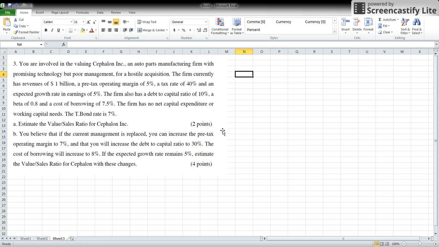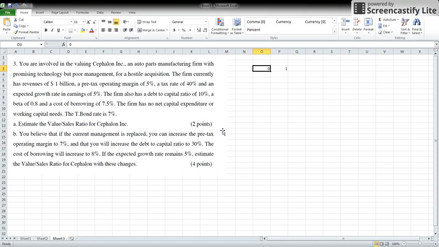Okay, let's do an example of FCFF based valuation with a single growth horizon. So you are involved in valuing, let's call it Cephalon, an auto parts manufacturing firm with promising technology but poor management, for a hostile acquisition. The firm currently has revenues of $1 billion, a pre-tax operating margin of 5%.